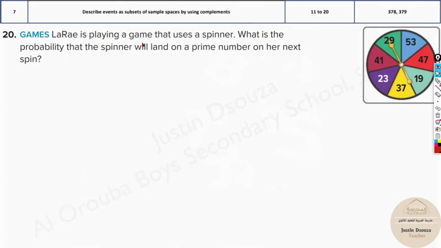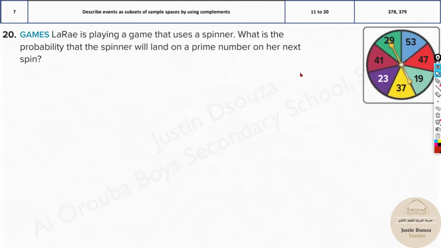Larry is playing a game that uses a spinner. What is the probability that the spinner will land on a prime number on the next spin? So we need to see which are all the prime numbers here. 29 is a prime number. 53 is a prime number. 47 is a prime number. 19 is a prime number. 37 is also a prime number. 23 is also a prime number. 40. Okay, all are prime numbers over here.